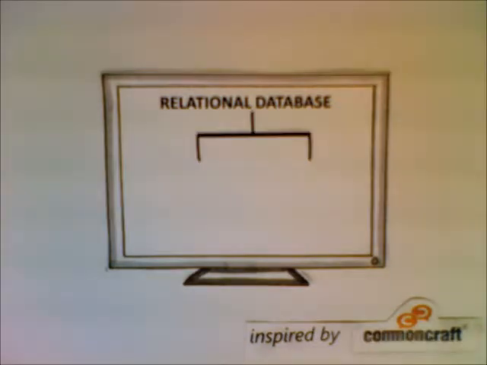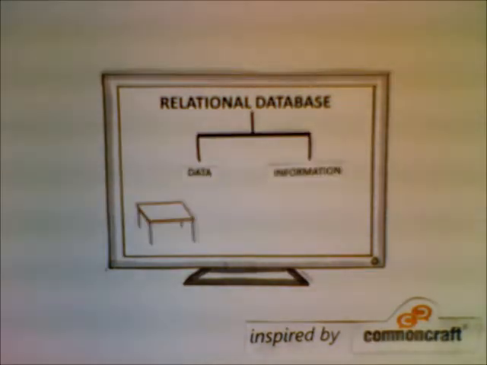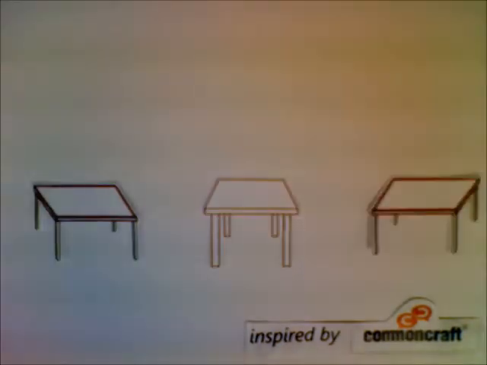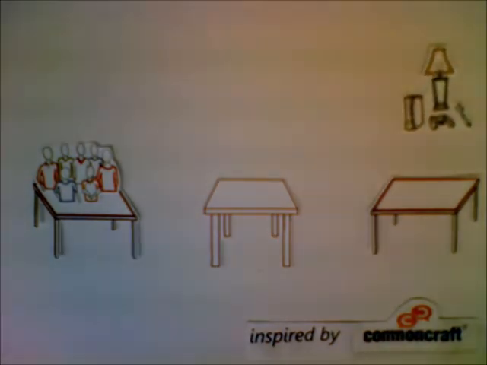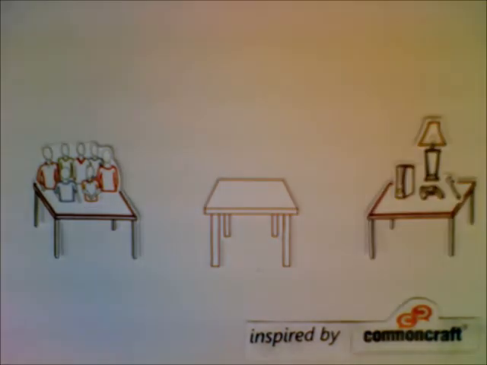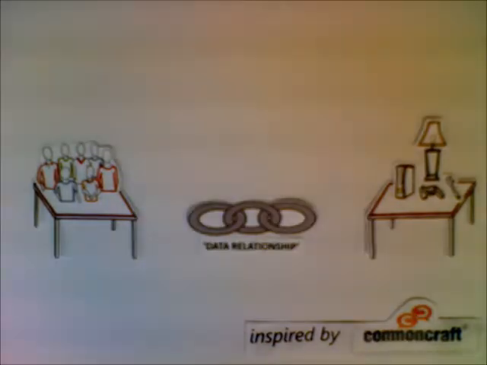A relational database consists of data and information organized into different tables. These tables are used to define a specific single group of information, like a table of customers for a business or a table of products that a business sells. These tables of data and information are linked by what we call a data relationship, which specifies that a column in one data table contains the same kind of information as a column in another table.